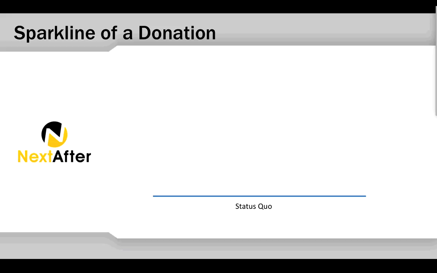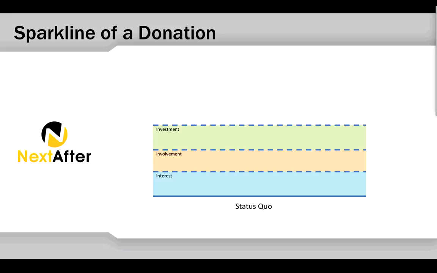So this blue line represents the status quo. This is where your potential donors live. This is where your existing donors live. This is where everybody lives, right? We live in the status quo. And the challenge, though, if I want to get somebody to give a gift, I have to move them through these three different phases. I've got to move them from interest to involvement to investment. The problem is we're down here in the status quo. So what do we need? We need an interrupter.